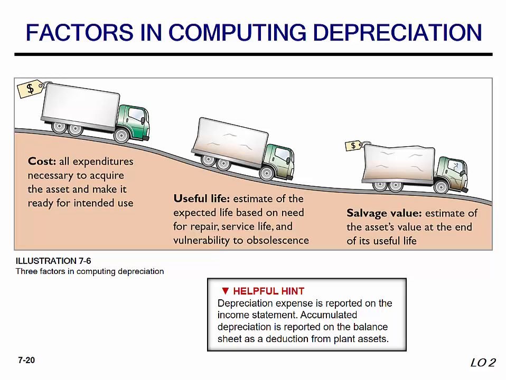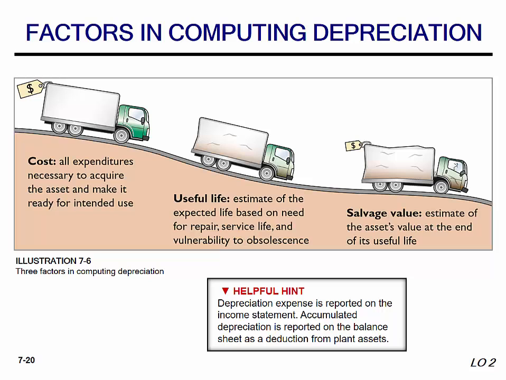So it's the estimate of the expected life based on the asset's need for repair, its service life, and even its vulnerability to obsolescence if applicable. So it's going to be a quantity of years. Keep in mind in the back of your head that occasionally you might have to tweak your numbers a little bit to give me or Wiley the useful life and apply it in number of months instead of number of years. So be careful with your annual amounts and your monthly amounts and your quarterly amounts when you're thinking about how these numbers are working out.